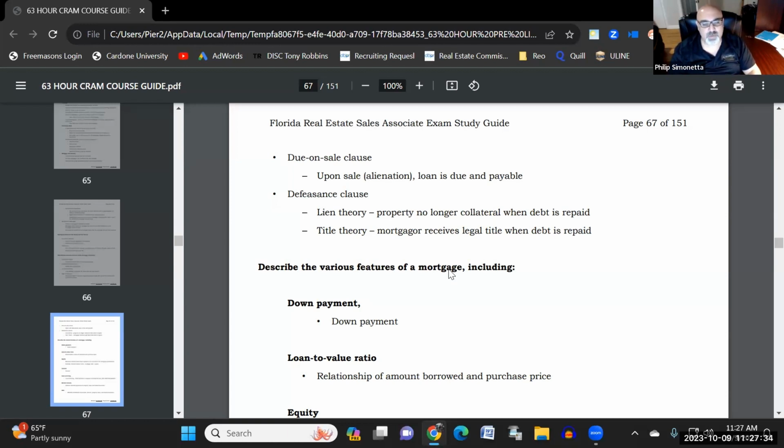Okay. And you want to remember a defeasance clause. You may see something on that. The lien theory is when the property is no longer collateral when a debt is repaid. In a title theory, the mortgagor receives legal title when a debt is repaid. So the defeasance clause tells you if it is a lien theory or title theory, and explains how you get your title. It explains the theory of title, right?